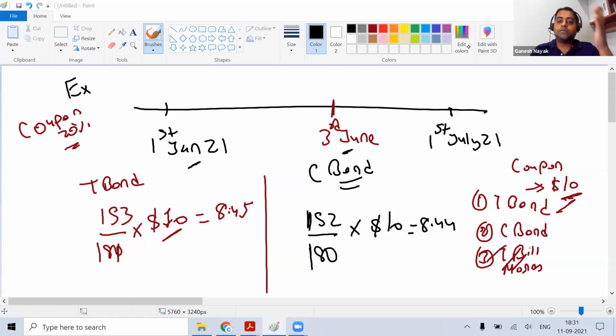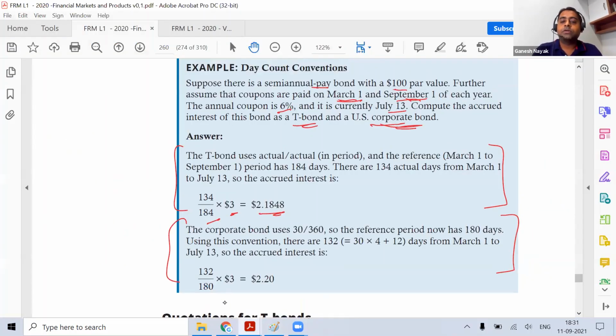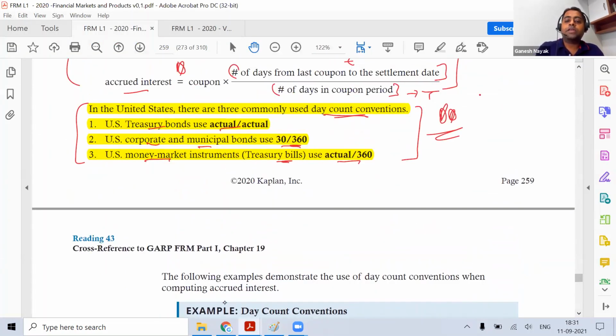So we are able to find the two parts. Now when we look at this, when we are doing the third part, can we see that the numerator has to be found using the actual and the denominator has to be found using the 360? So it's a combination of the first and second methods. There's no difference as such.